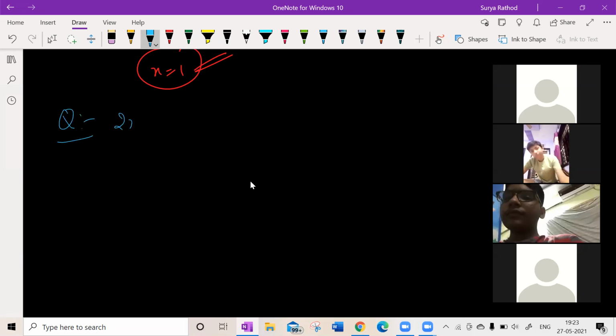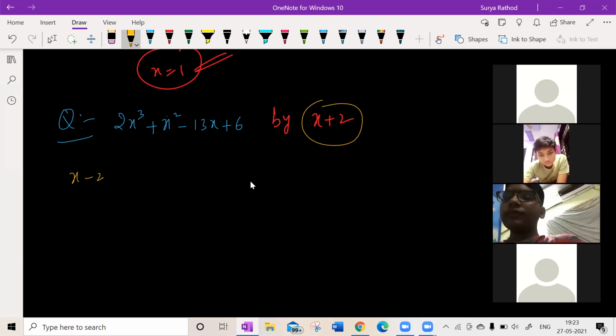Question like 2x cube plus x square minus 13x plus 6. Okay, this is the question given. Divide by x plus 2. Let us check. X plus 2 means I must take x is equal to minus 2 here. He is giving x plus 2, right?